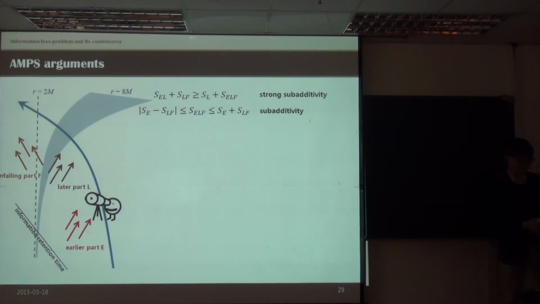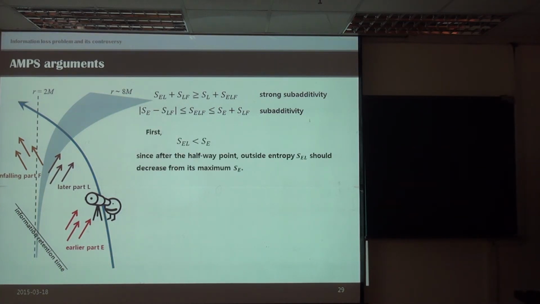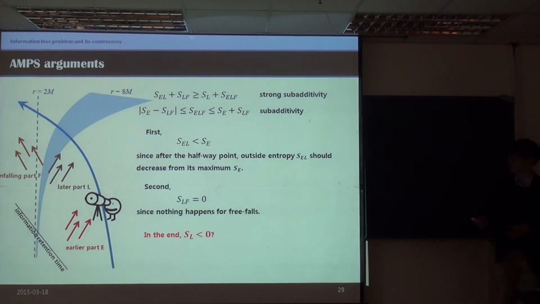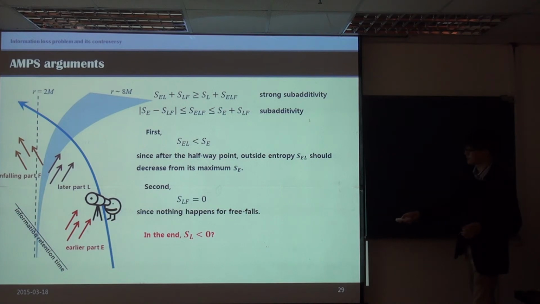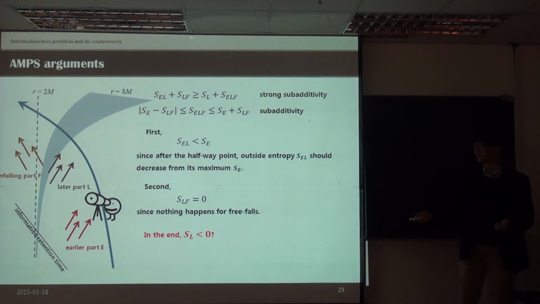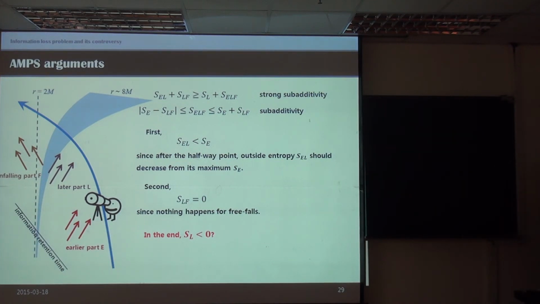By calculating some things, it seems that some entropy component becomes negative. Every entropy should be positive, but after some assumptions of black hole complementarity, it seems to be negative. So it is inconsistent for an observer who detects E, L, and F at the same time. This is the essential point of the AMPS argument.